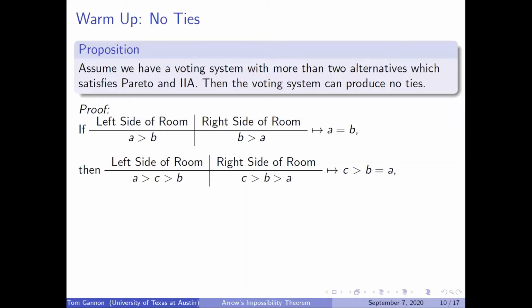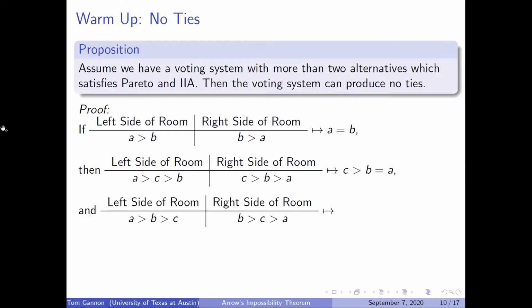So let me ask you a question. Following the logic of my second line, what happens when the left side of the room votes A over B over C, and the right side of the room votes B over C over A? Think about it.